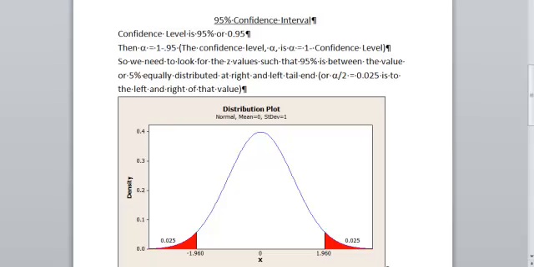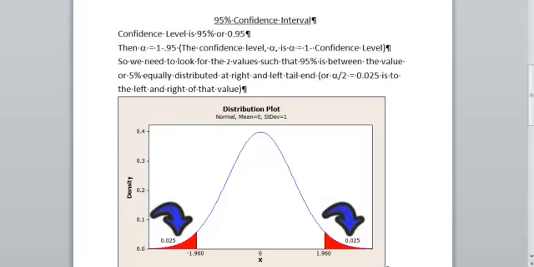So let's look at the 95% confidence interval. How do we get the critical value? Again, our confidence level is 95 or 0.95. To get our significance level, alpha, it's 1 minus 0.95, and in this case that would give us a significance level of 0.05. What that means is we need to find the z-value such that 95% of the data values would be in between those two z-values, or we have to divide the 5% equally among the right and left tail end. So what we mean by that is that 0.025 or 2.5% of the data lies to the left of the z-value, and 2.5% of the data lies to the right of it.